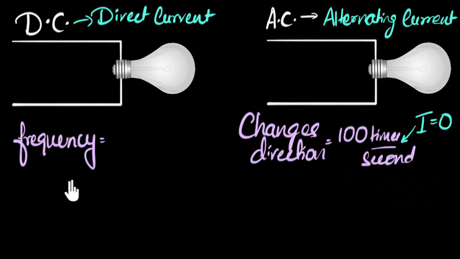What does the frequency represent? It's representing the same thing a little differently. Instead of talking about the number of times the current changes its direction, it talks about the number of cycles the current goes through per second. So, number of cycles per second.